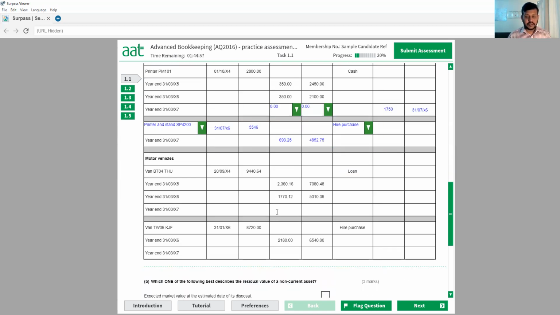Motor vehicle, they said the depreciation is 25% on diminishing value. So let's do the first one. This is our 5310.36. This is our carrying value for this year, 31st of March 2016. So you have to calculate 25% on diminishing balance. That's why taking the balance 5310.36 times 25%. And that will give us 1327.59.